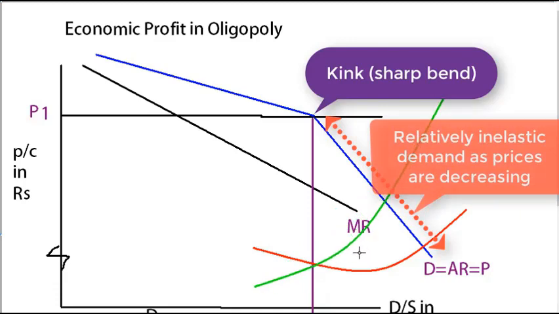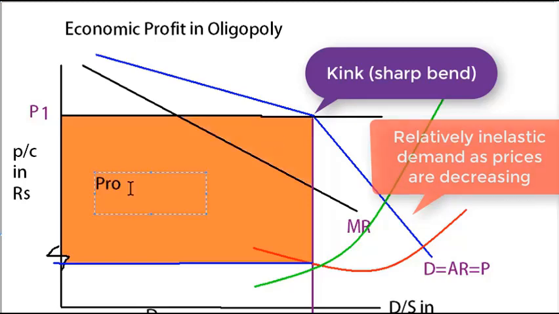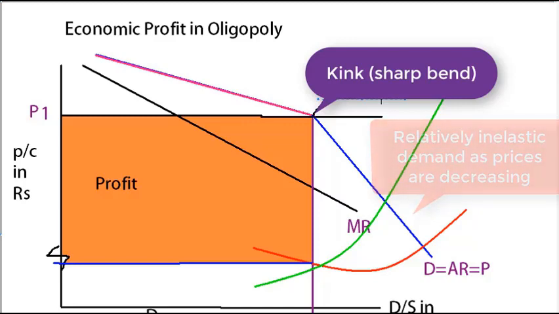The kinked demand also has an implication for the marginal revenue curve. In monopoly, the demand is continuous and marginal revenue is continuous as well. In the kinked demand model of imperfect competition, marginal revenue is discontinuous at price P. So this is all for graphs of market structures. Thank you.